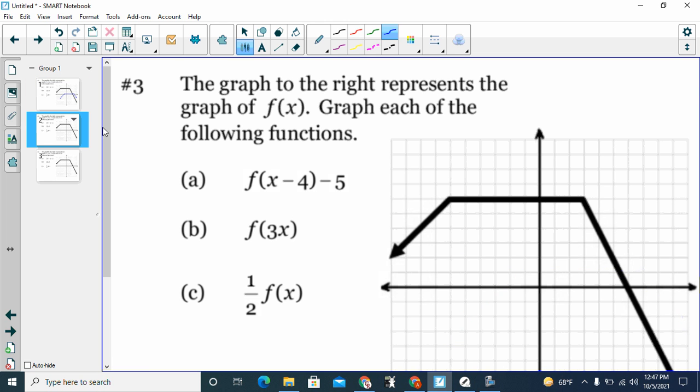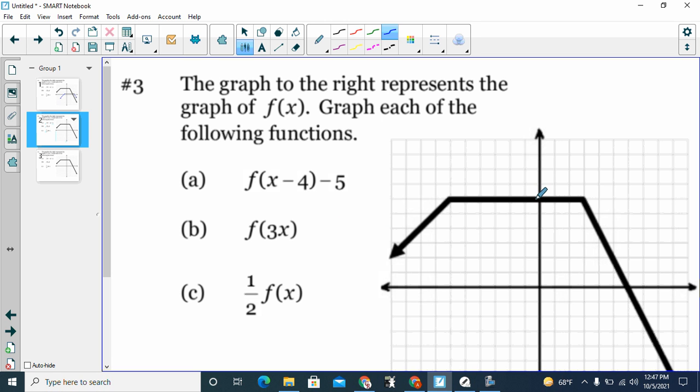Part B, we're doing the same thing. Anything next to the x, we're kind of doing the opposite of what it says. Anything on the outside, we do exactly what it says. Anything on the inside happens to the x's. Anything on the outside happens to the y's. So this one, it looks like the x is being multiplied by 3, so we're actually going to take the x values and divide by 3. Nothing happens to the y values at all.